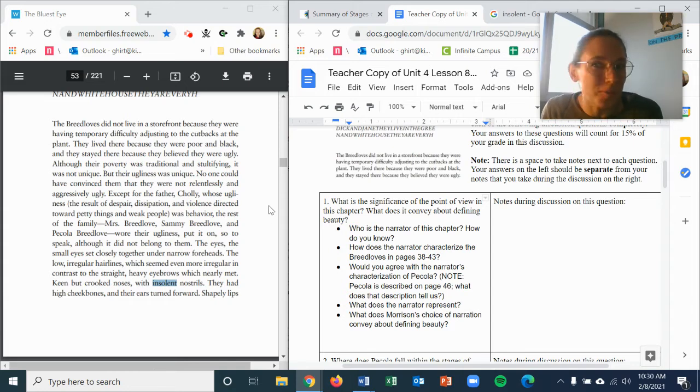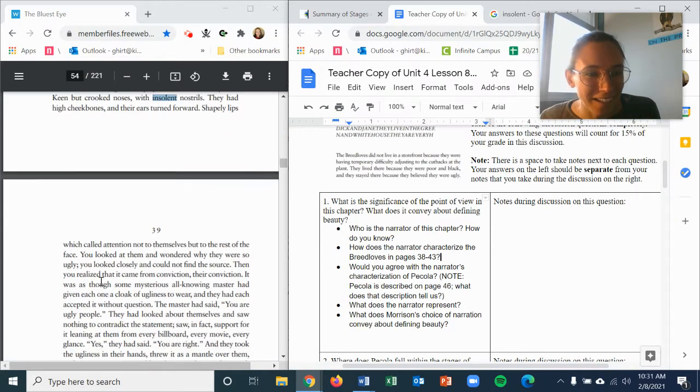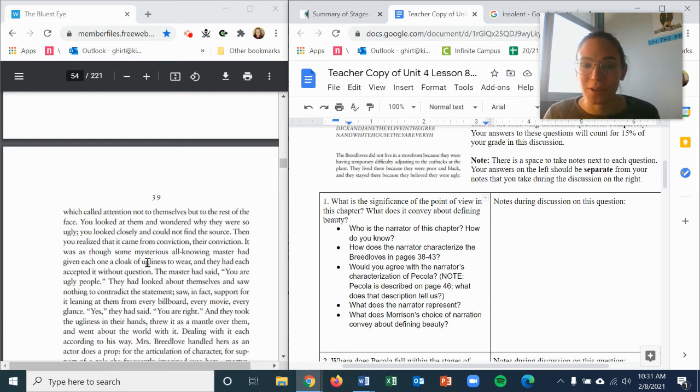How can nostrils be insolent, right? Is this an objective description of what someone's nostrils look like? I don't think so. And then I want you to think about what this narrator represents. Obviously the narrator is describing the Breedloves in this very negative way, similar to the way that the narrator described their house in the previous chapter. So you have to ask yourself, do I agree with this?